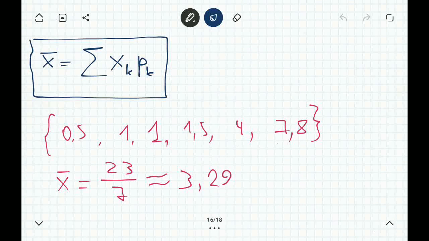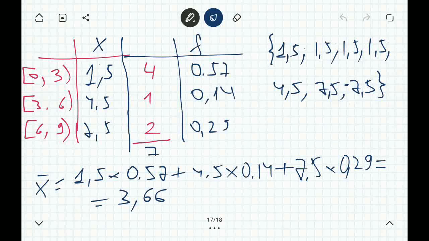And it's not terribly close to our true mean. There is a difference, and that difference is not very small. It's around 10%, but we have a small data set. We have only 7 entries, as I said, and we made 2 computational errors.